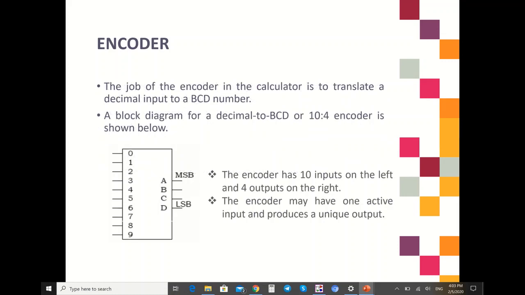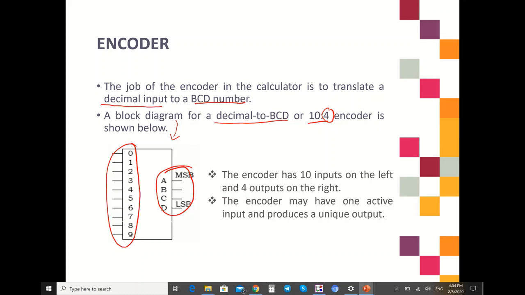We look at one example. The job of the encoder in the calculator is to translate from decimal to BCD number or binary. So this is a diagram of a 10-4 encoder, or decimal to BCD encoder. When we talk about 10-4, it means that this encoder has 10 inputs and 4 outputs. The 10 inputs refer to the number of decimals. So you have 10 decimal values, starting from 0 until 9. And the 4 outputs refer to the binary representation. So 1 decimal value will be converted to 4 bits of binary.